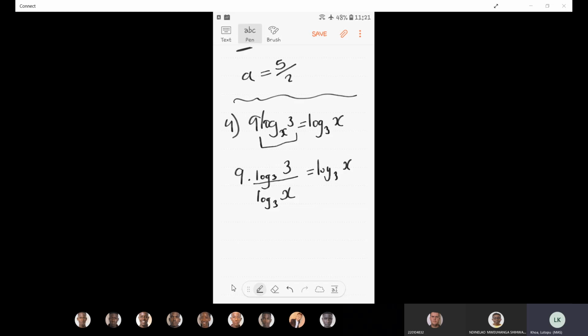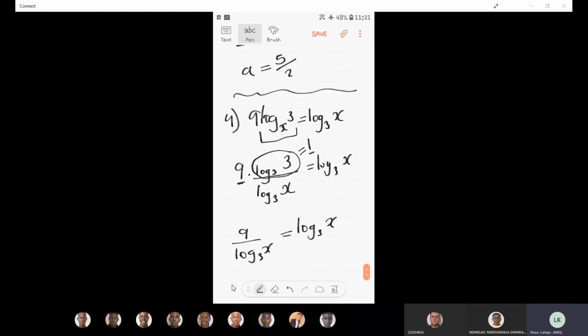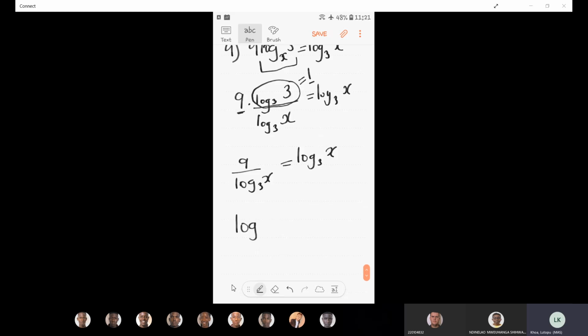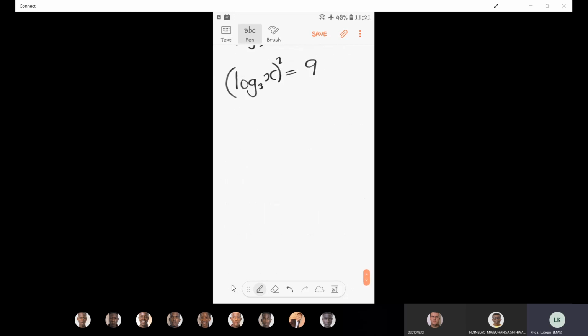Then I cross multiply, but remember that this is equal to 1. So I have 9 times 1, which is 9 over log base 3 of x. And this is equal to log base 3 of x. Then now I cross multiply, so I have log base 3 of x squared, and I multiply it there. This is equal to 9. Here I don't need to let it equal to y. You can do that, it's fine, but this is a simple equation because it's something squared. To get rid of the square, I just take plus or minus the square root on both sides.